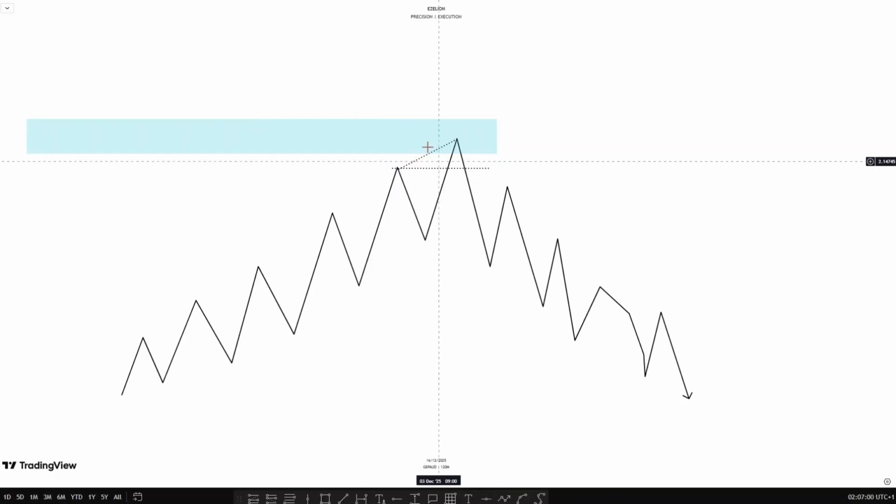So what do we have? A liquidity sweep into a higher time frame key level, then a market structure shift. Then you can search for divergence.